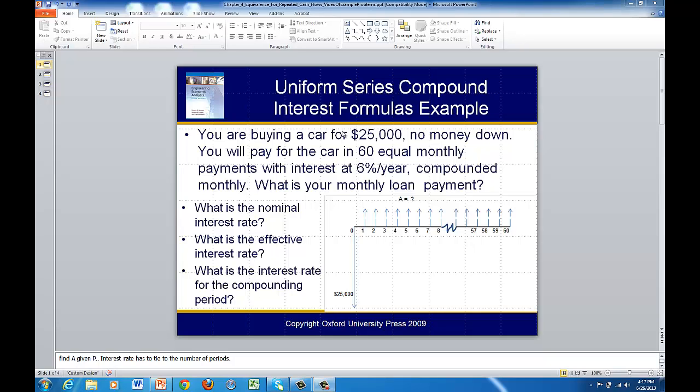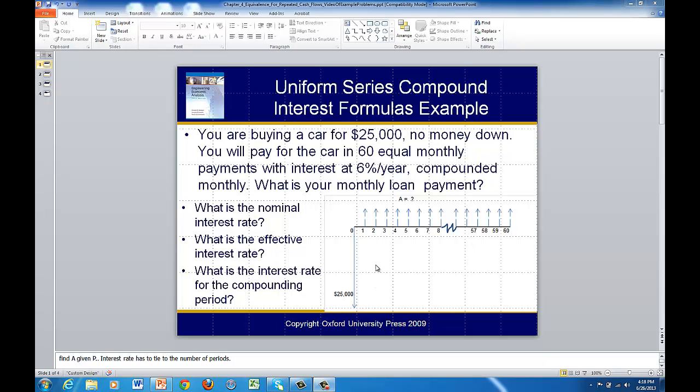All right, so we're buying a car. We have a present value of $25,000. We always want to have a cash flow diagram with every problem that we do. If you do not have a cash flow diagram on quizzes or exams, you won't get full credit for the problem, because it helps you to visualize the problem, makes solving it easier, and gives a higher probability of getting it accurate. So we have $25,000.